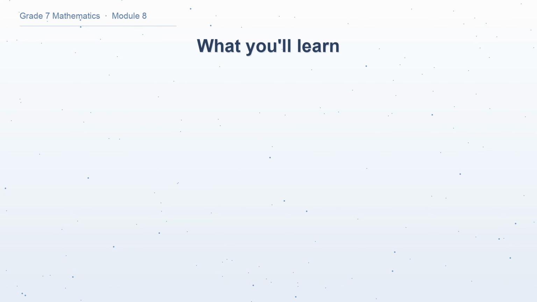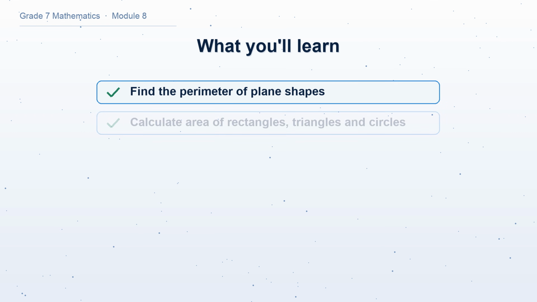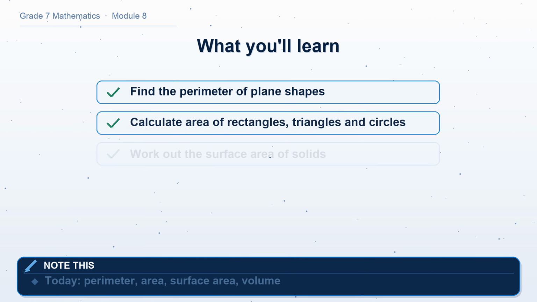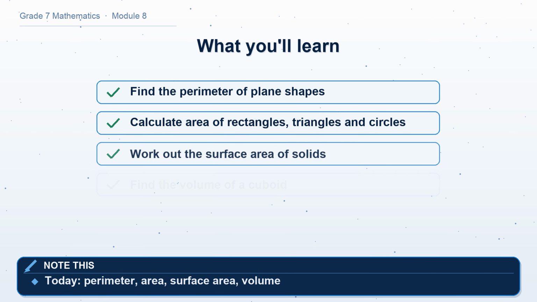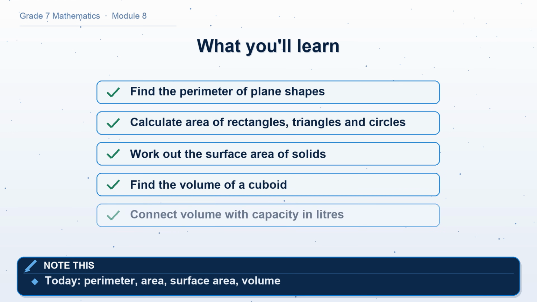We'll find the perimeter, the distance around a shape. We'll calculate area for rectangles, triangles, and circles. We'll work out the surface area of a solid, then find its volume. And we'll connect that volume with capacity, the amount a container can hold in liters.